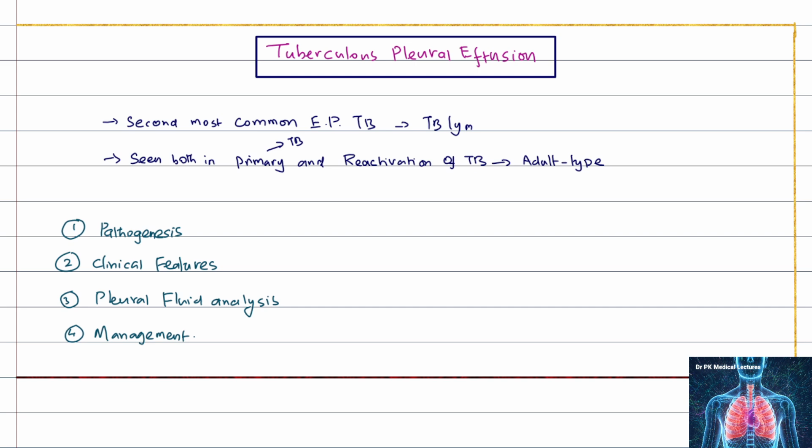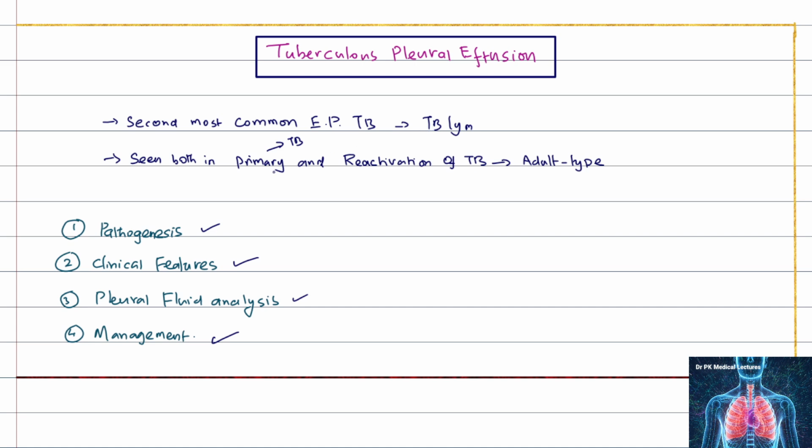In this video, we will discuss tuberculous pleural effusion. Our discussion will be on these following topics. Number 1, pathogenesis. Number 2, clinical features. Number 3, pleural fluid analysis. And number 4, management. Tuberculous pleural effusion is the second most common extrapulmonary manifestation of tuberculosis next to TB lymphadenitis.